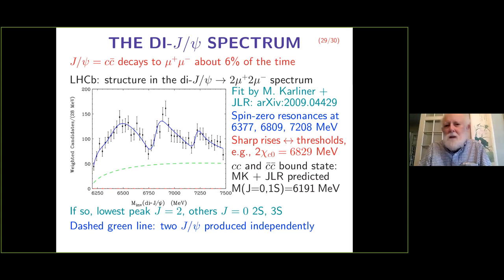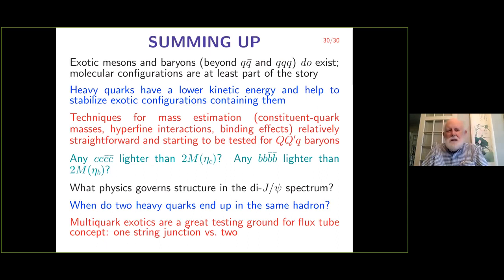Next slide. So to sum up, exotic mesons and baryons beyond q q̄ and qqq do exist, and molecular configurations are at least part of the story.